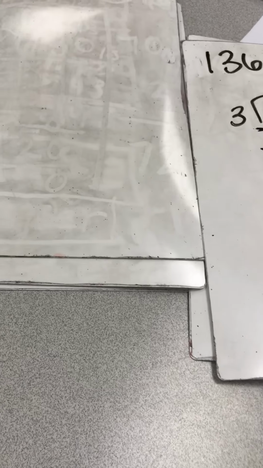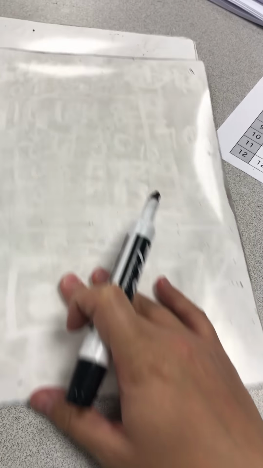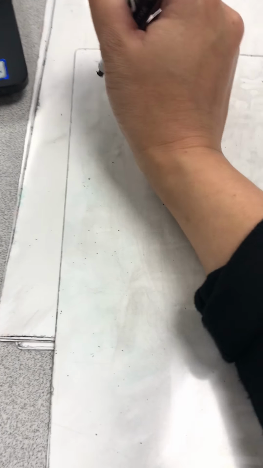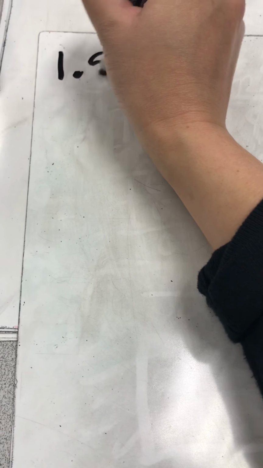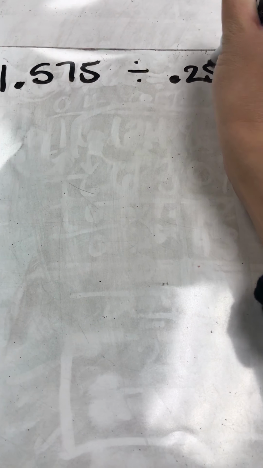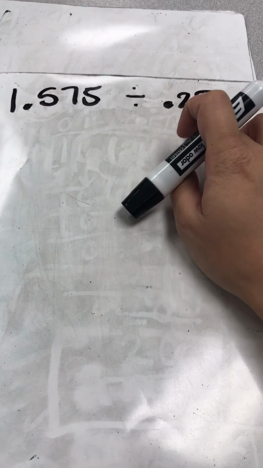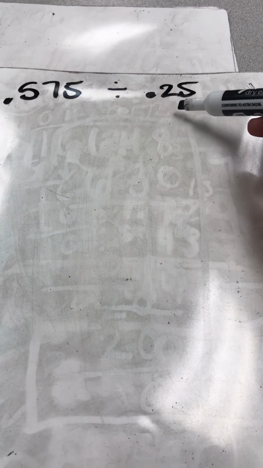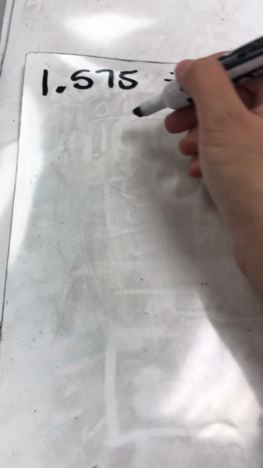Let's look at one more that we can see with both methods. This time I have 1,575 thousandths divided by 25 hundredths. So now the number that we're dividing by has a decimal in it, so that changes things.